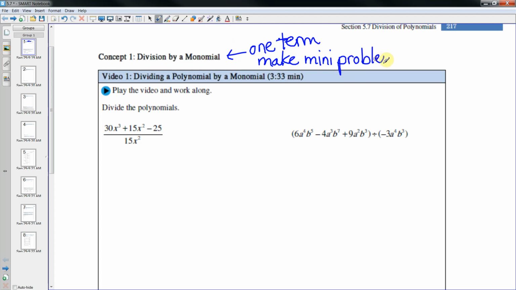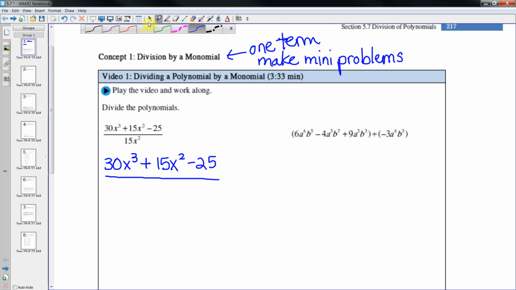So I'm going to rewrite their problem because I like to write a little bit larger. So 30x cubed plus 15x squared minus 25. And what I'm going to do, when you're dividing by a monomial, is take that monomial and divide it into each of the terms that are in the numerator.